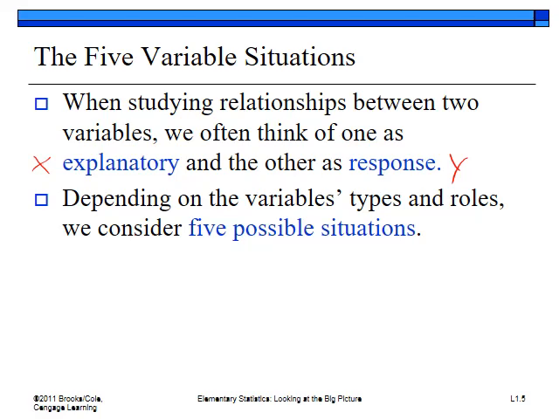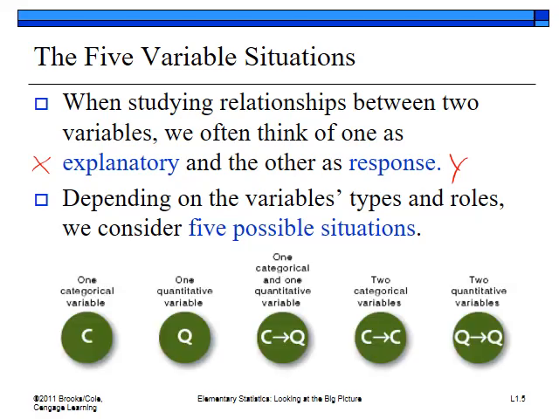Depending on what types of variables we're considering and the roles they're playing, explanatory versus response, we will have 5 situations. We may look at a single categorical variable, a single quantitative variable, one categorical and one quantitative variable, where the categorical variable is explanatory and the quantitative variable is response. We may have 2 categorical variables, one as the explanatory and one as the response. And we may have 2 quantitative variables, one as explanatory, the other as response.